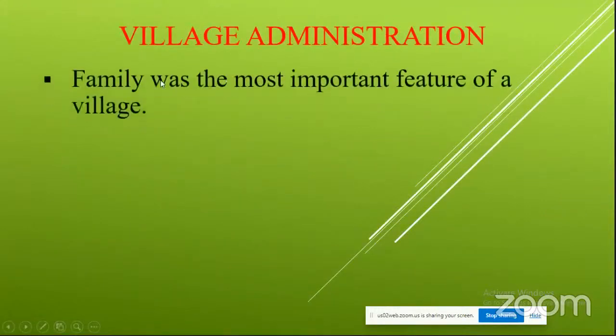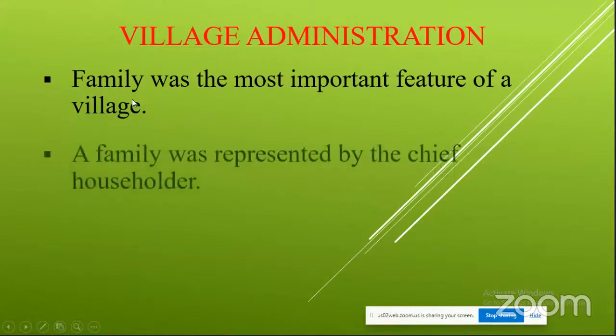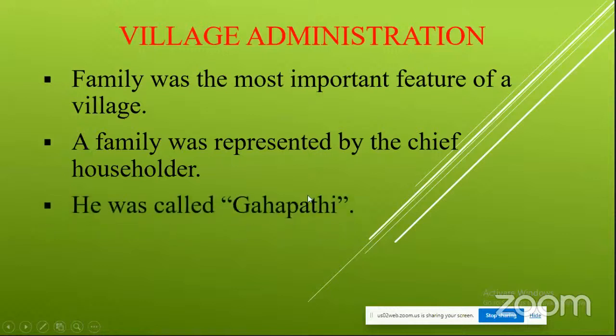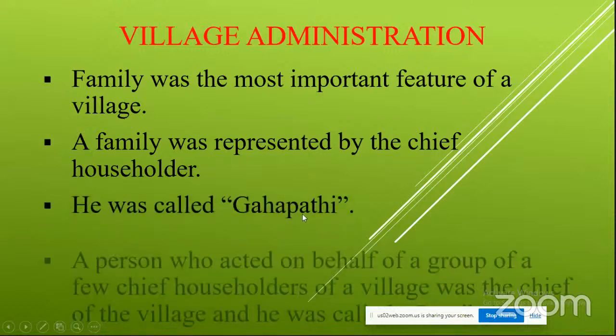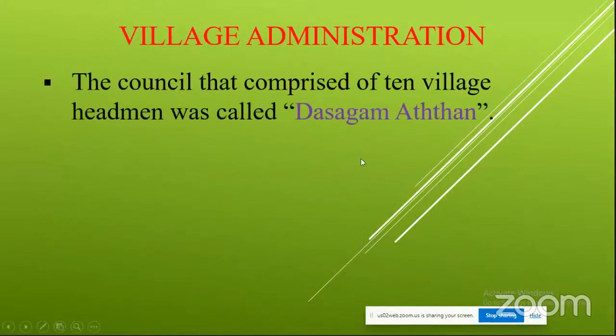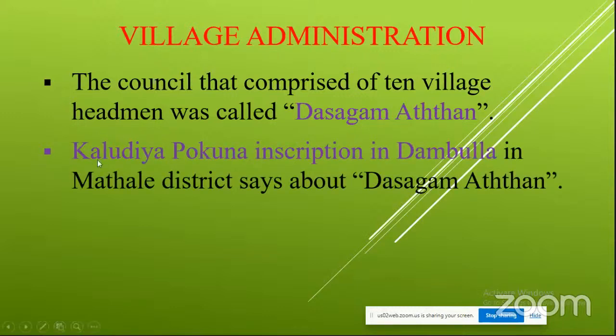So village administration was done by the village leader. Every family had a family leader, and one of the family leaders became the village leader. The family leader was known as Grahapati. The village leader was known as Gamika. Dasagamathan means ten village headmen got together and formed a council to administrate the entire village. That system is known as Dasagamathan.